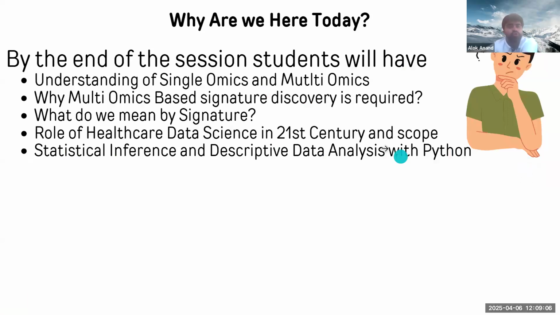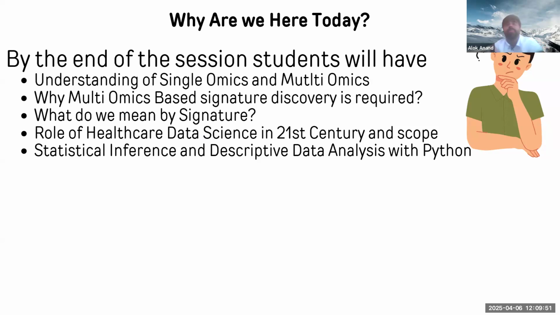Great, guys. The first question we should ask is, because I'm spending my 2 hours and you're also giving your 2 hours, this time should be valuable. You should not waste your time. By the end of this session, you will understand the meaning of single omics and multi-omics, what the different kinds of datasets in the field of omics are, and why multi-omics is preferred over single omics nowadays. The second question to understand is why multi-omics based signature discovery is required.